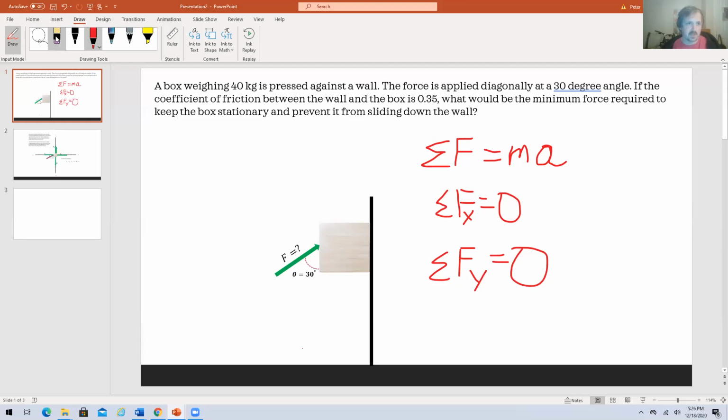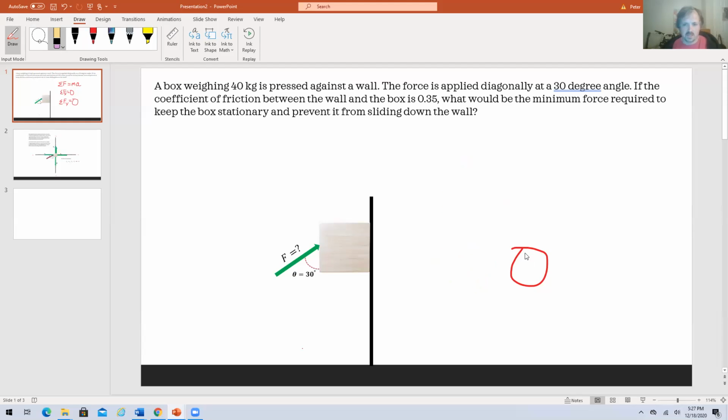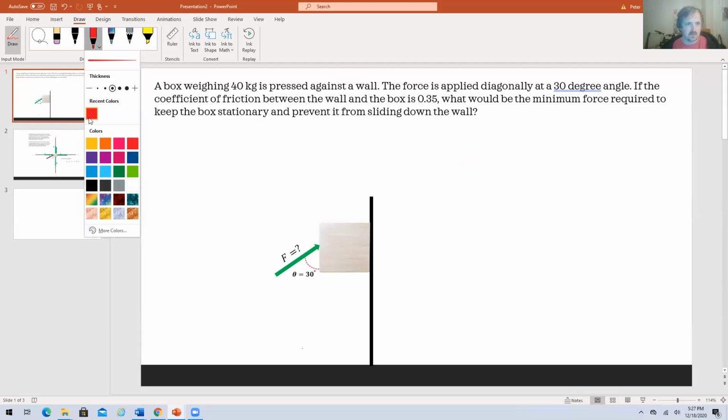Okay, so let me just erase this real quick. And before I make this table, let's investigate exactly what forces are actually acting on this box. So this box obviously has a weight, right?